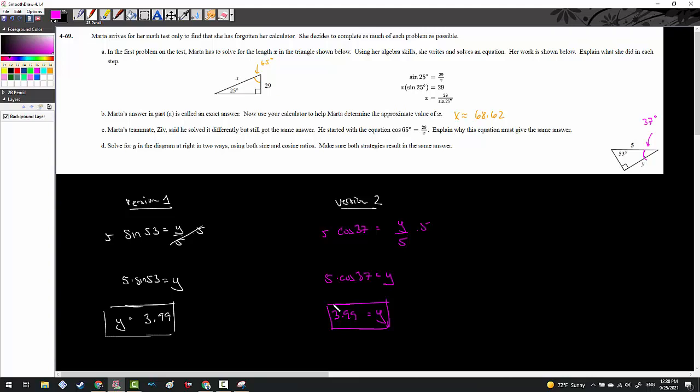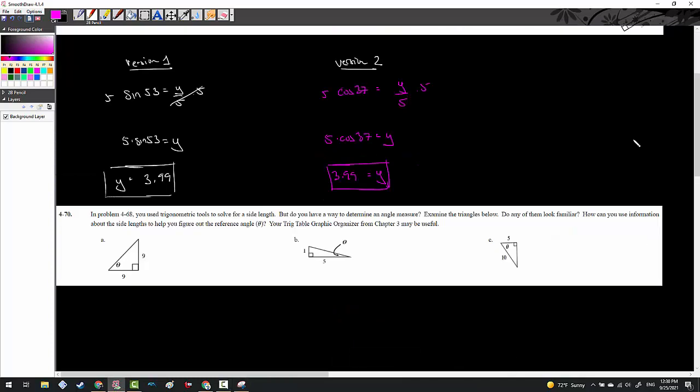Again, the point of this problem is to show you guys that depending on the angle you're evaluating, you will choose a different trig function depending on what is now opposite and what is now adjacent. So a couple of different ways you can solve each triangle. I'll be back with the last problem.